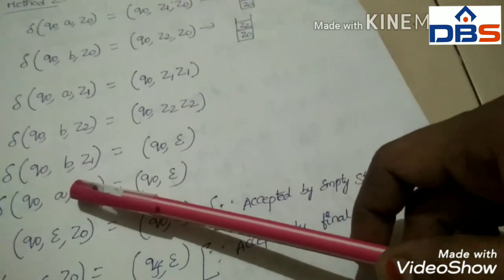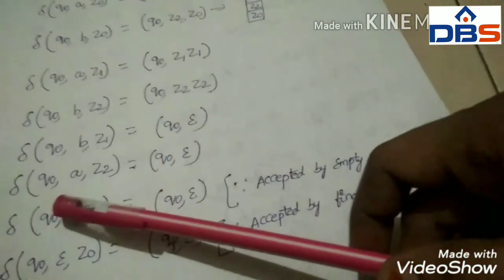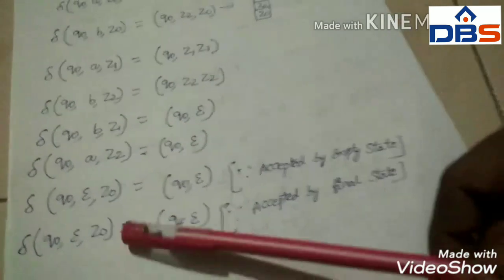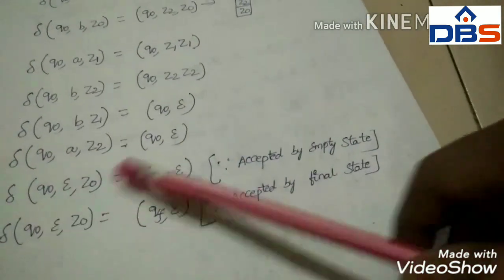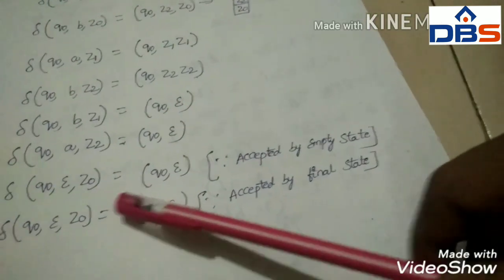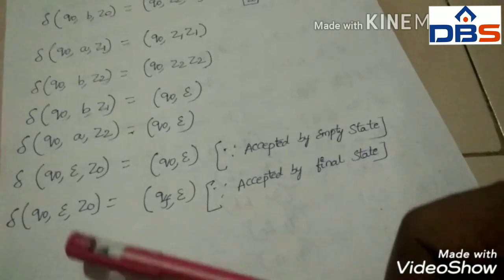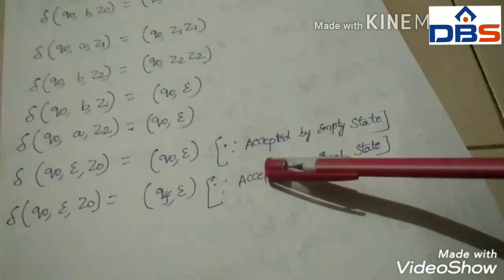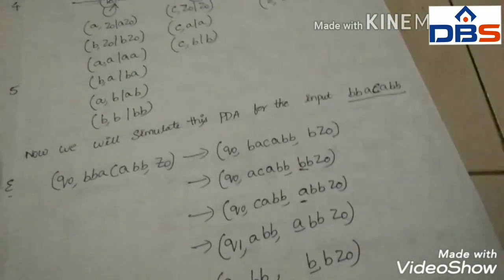Delta of Q0 comma B comma Z1 gives Q0 comma epsilon. Delta of Q0 comma A comma Z2 gives Q0 comma epsilon. Here the stack becomes empty. Delta of Q0 comma epsilon comma Z0 gives Q0 comma epsilon, so it is accepted by empty stack. Q0 comma epsilon comma Z0 also means it is accepted by the final state, meaning the given string is accepted by the pushdown automata.